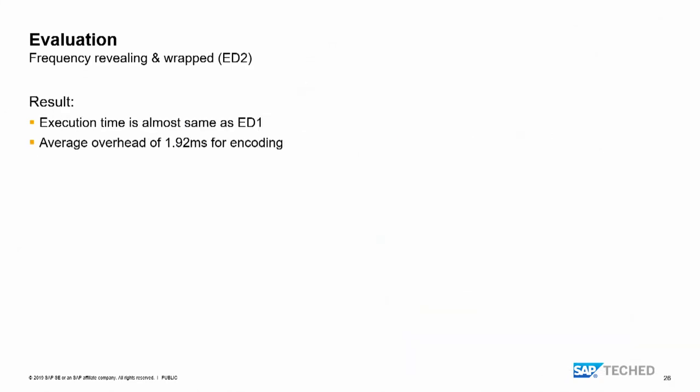Let's go to ED2. For ED2, I don't even show you the results because you would not notice a difference. The difference is so small, it's more or less only 2 milliseconds that we use for this encoding step. So we have additional security, but not much performance loss, which makes it a good idea to use ED2.